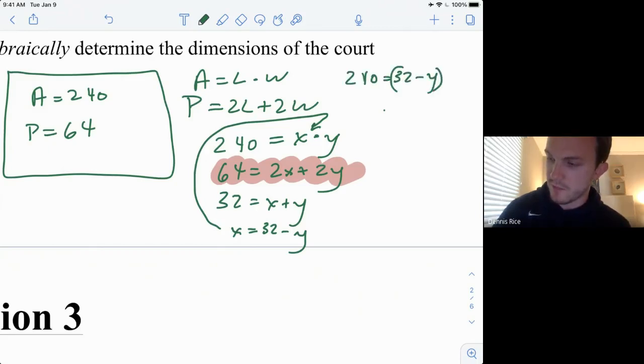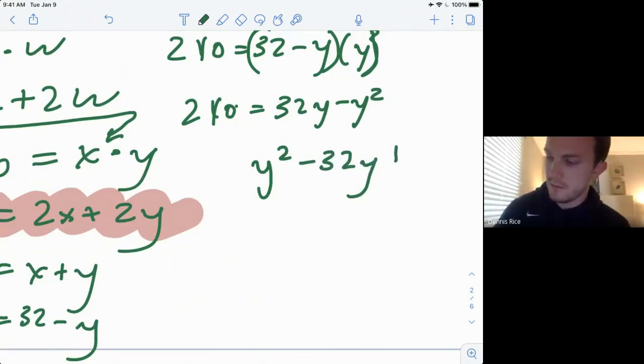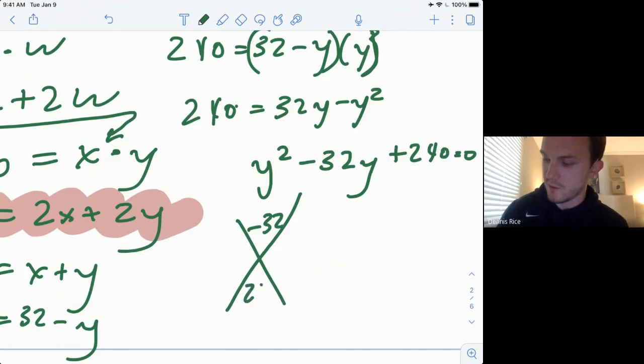32 minus y times y is going to give us 240 equals 32y minus y squared. We're going to get the y squared positive, so bring everybody to the left here. And now we're looking at a sum product. What adds to negative 32 and multiplies to 240? It should be negative 12 and negative 20. So y minus 12, y minus 20 equals 0.